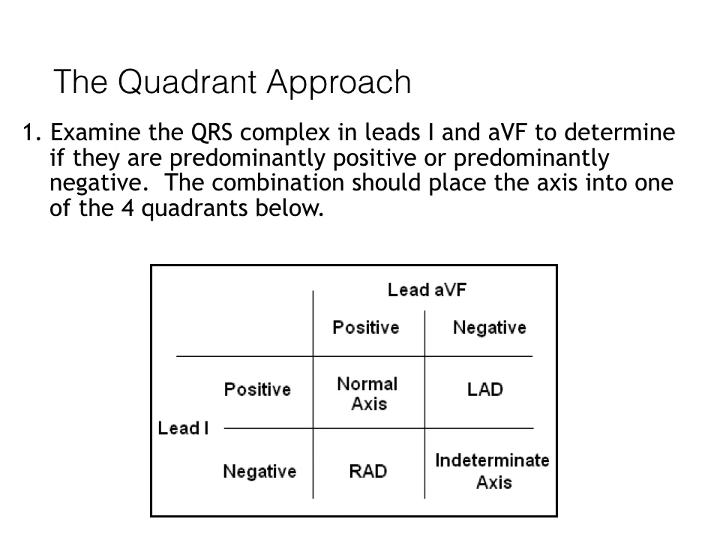Here we can see if the QRS complex is predominantly positive in both lead I and aVF, it's a normal axis. If it's positive in lead I and negative in aVF, then it's left axis deviation. If negative in lead I and positive in aVF, then it's right axis deviation. If negative in lead I and negative in aVF, then it's indeterminate axis.